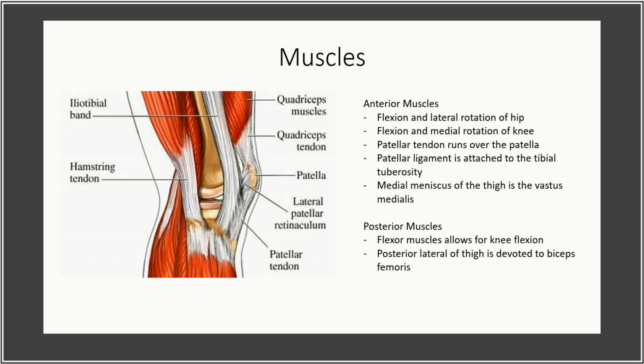The patellar tendon runs over the patella. Patella ligament is attached to the tibial tuberosity. The medial muscle of the thigh is the vastus medialis. And for the posterior muscles, the flexor muscles allow for knee flexion, and posterior lateral of thigh is devoted to biceps femoris.